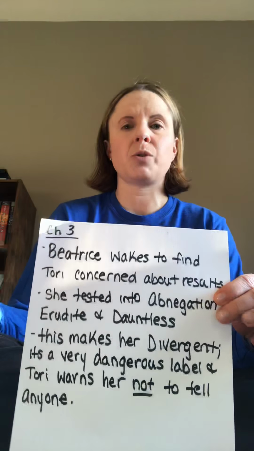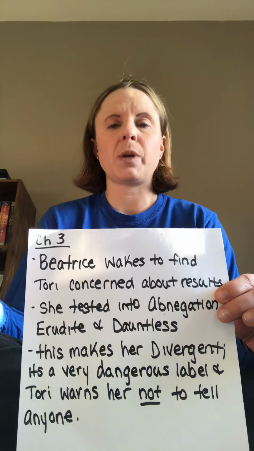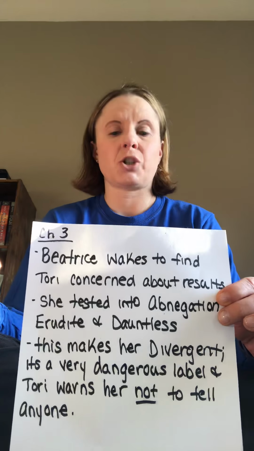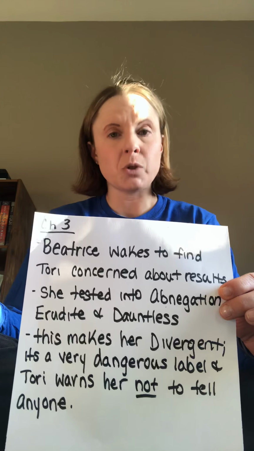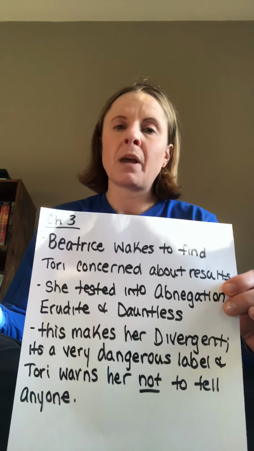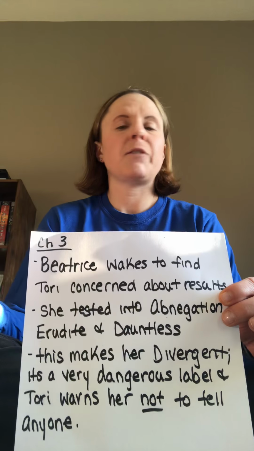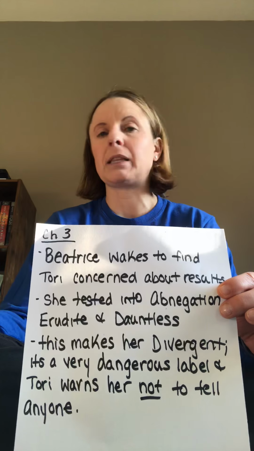So, Chapter 3, Beatrice wakes to find Tori concerned about the results. So, again, she took that aptitude test to see where she's going to place. And when she wakes up, Tori's concerned because Beatrice tested into 3 different factions. She tested into Abnegation, Erudite, and Dauntless. So the fact that she tested into 3 makes her a Divergent, which is a problem because Divergents can't exist. They then become factionless, which basically means they live on the streets.